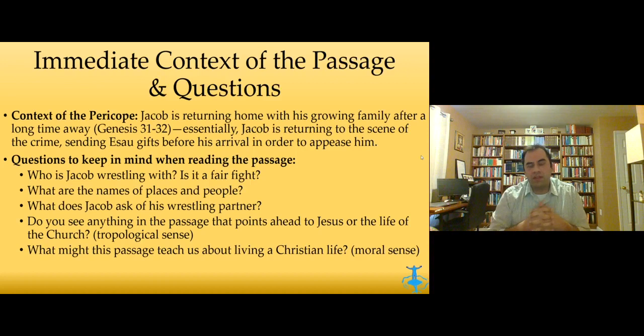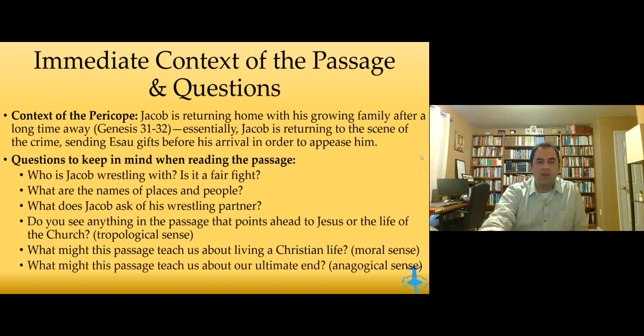The same would go for the moral sense. Is there anything about this passage that helps us to understand how to live a life of virtue, for instance? So whereas the former question might imply something about the church's life of worship or the sacramental life, this moral sense would get maybe more directly at how do you live the Christian life day to day. So ask students that question.